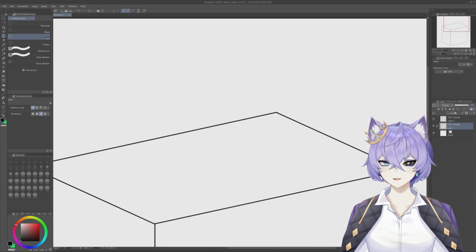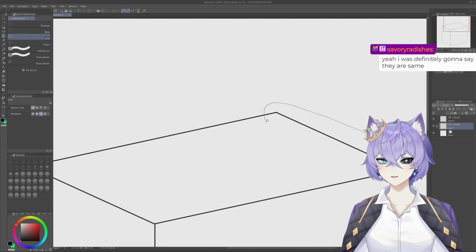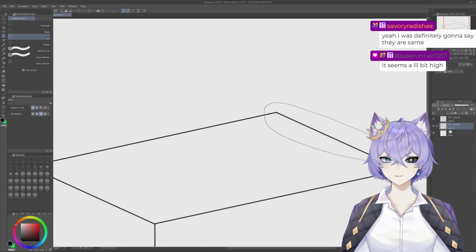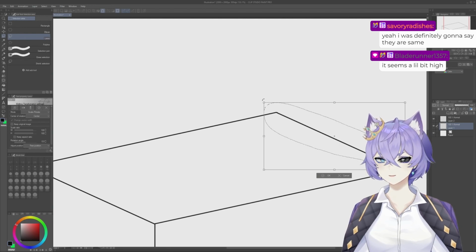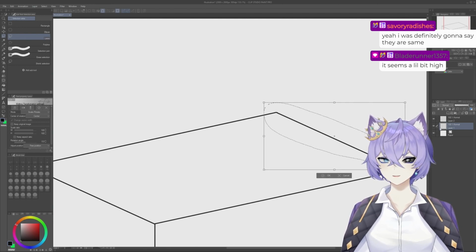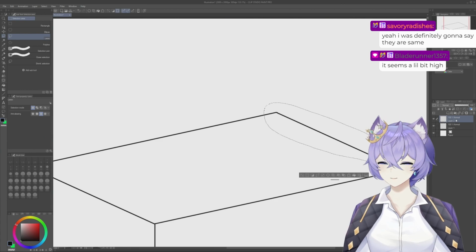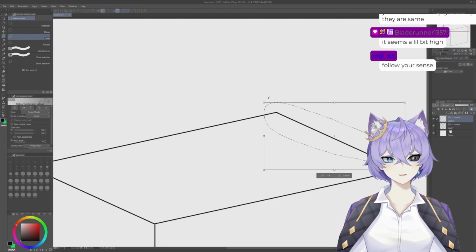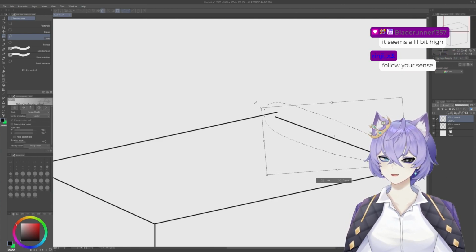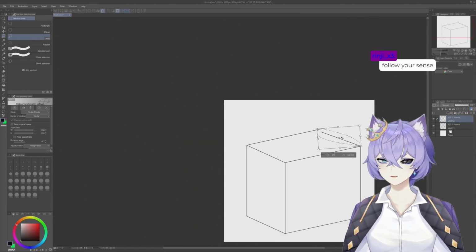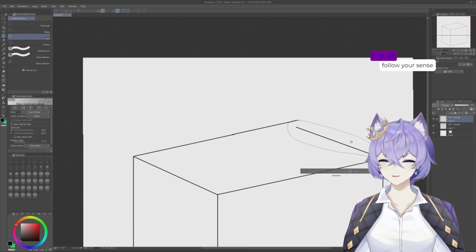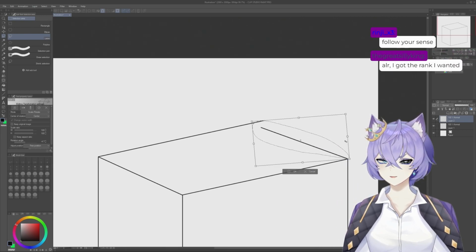Like, to my brain, it almost looks like this corner should be more like... It should be more like this. Wait, what? Wrong layer. I was definitely gonna say they're the same. Yeah, right. They are the same. But it's almost like it should be like this? I'm so confused.